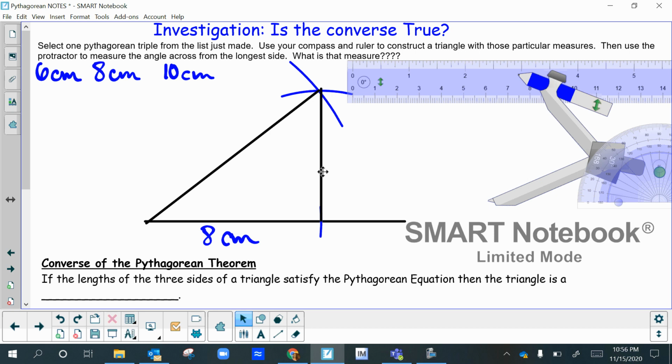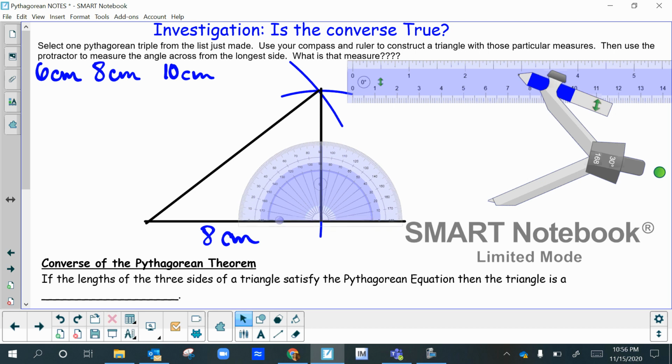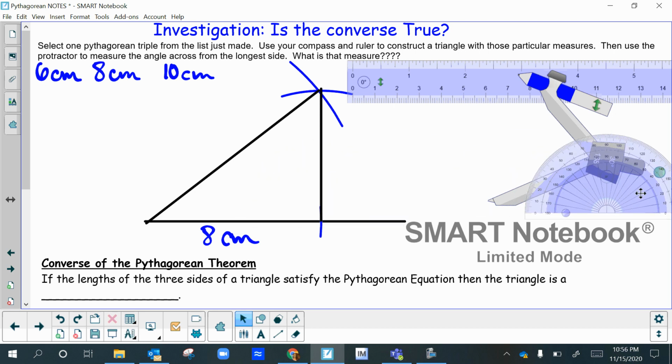Okay, and so it clearly does look like it could be a right triangle. Let's double check with our protractor. That is a right angle. So I picked out the 3 numbers, 6, 8, and 10, that do satisfy the Pythagorean theorem. And what did we get? We produced a triangle with those exact measures, and I should probably write that down. Remember, this was the 6 centimeter side, and that was the 10 centimeter side. And so we did produce a right triangle, so the converse is true.